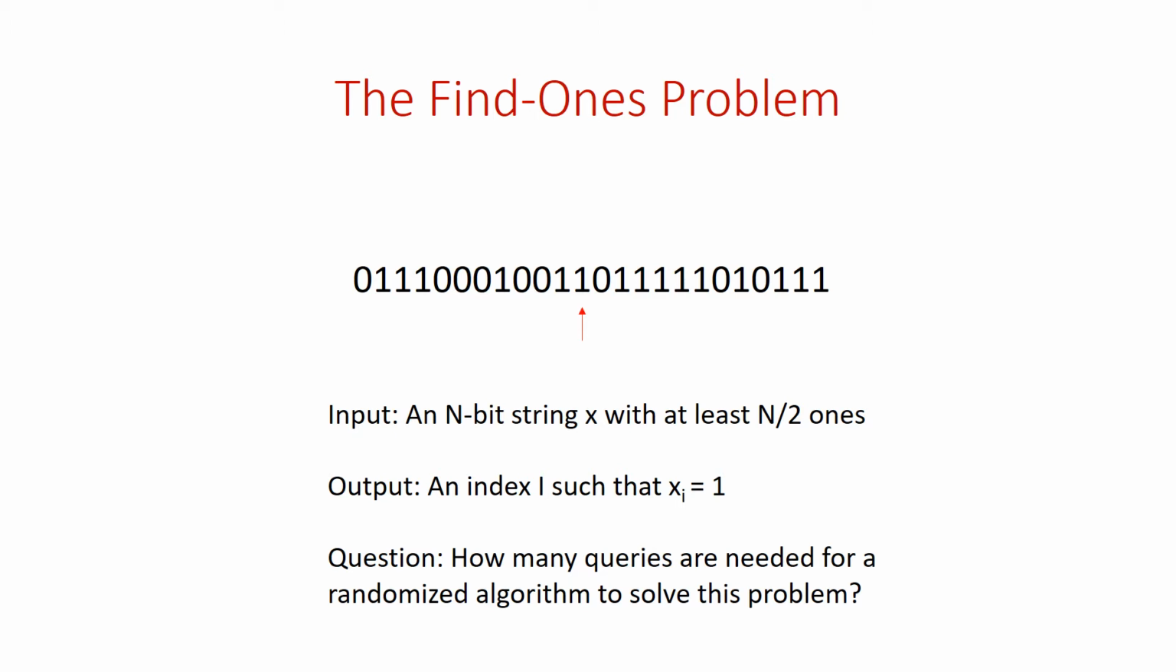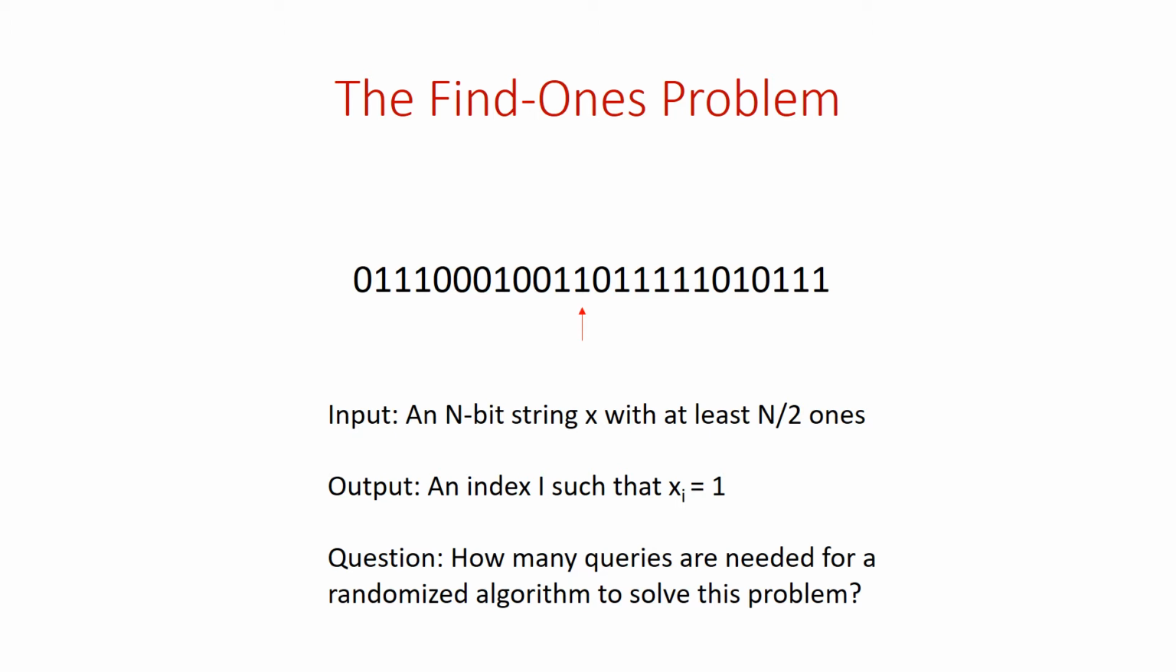The find ones problem is a search problem. You're given as input an n-bit string x for some n with at least n over 2 ones. In general, at least a constant fraction of ones, but just to make it concrete, let's say at least n over 2 ones. And what you need to do is to output an index i such that x_i equals 1. So in this case, the index 12, i equals 12, satisfies x_i equals 1, and that might be what we wish to output. So note that this is a search problem.